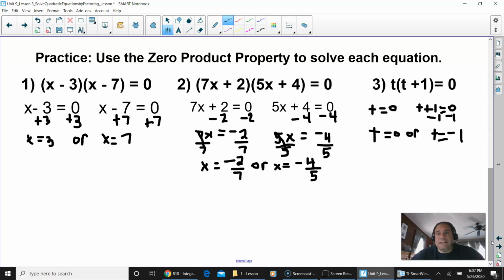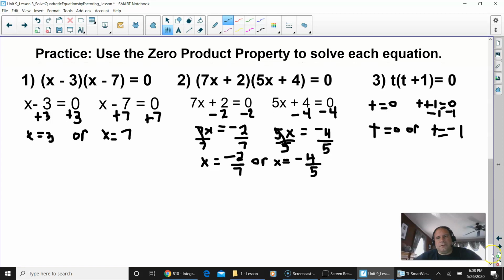Number 3, t times t plus 1 equals 0. T equals 0, so that's one root. And then t plus 1 equals 0 also. Subtract 1 on both sides, and you get negative 1. So your roots are t equals 0 or t equals negative 1. So hopefully you did get all three of those correct. Pretty easy problems, and that's basically it.